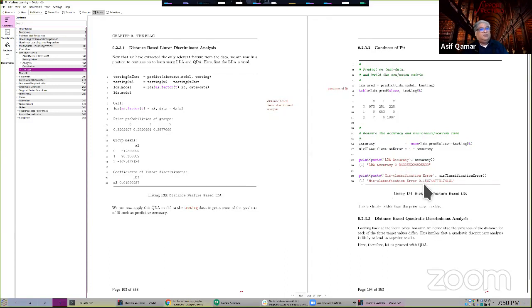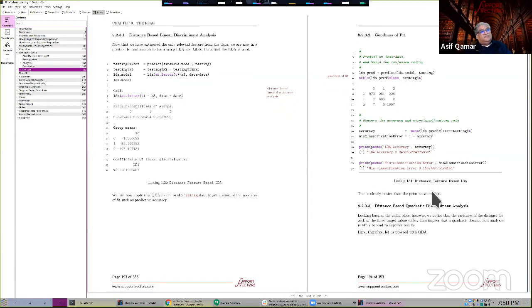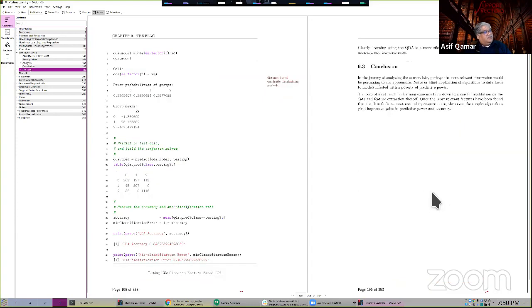You have 85% accuracy. You can see that the error rate is almost 15.6, which is the opposite of accuracy. 1 minus accuracy is the error rate. So pretty good model. You can build with this.